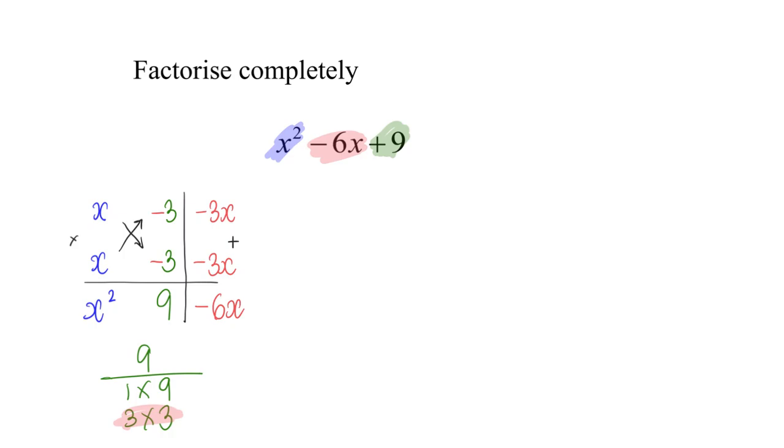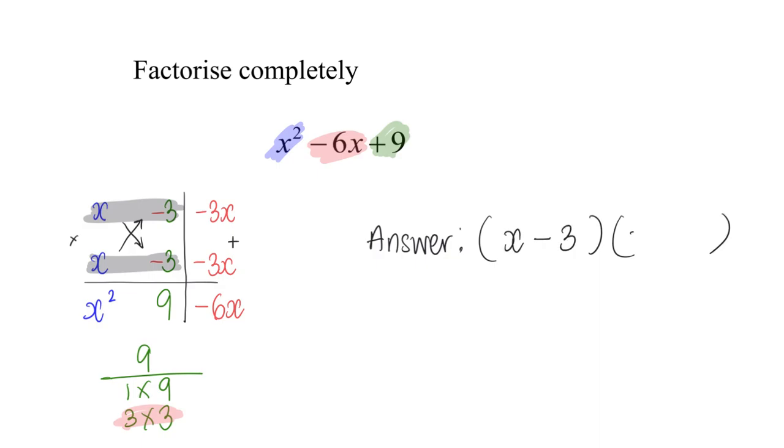So what would be the final answer? This is how you should look at the final answer. Two brackets. In this case it's x minus 3 times x minus 3. Are the brackets the same? Yes, and if that's the case, we should try to write them in its simplest form as possible. So I'm going to write the answer as x minus 3 squared.